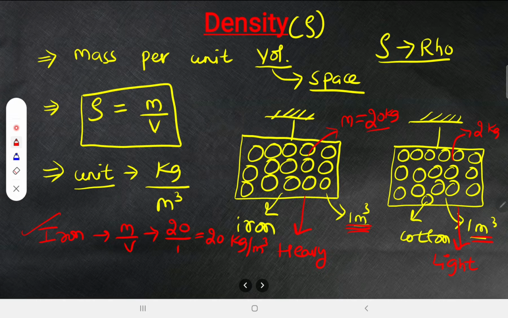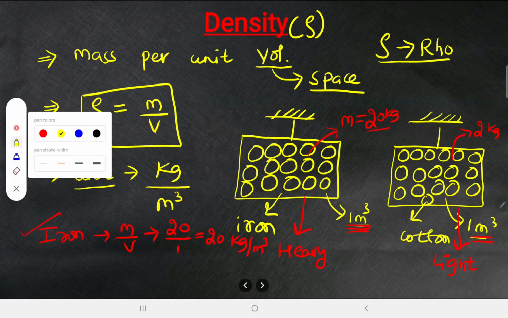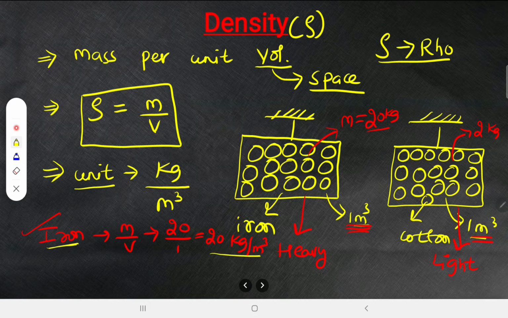Once again I am repeating, I am not saying that the density of iron is 20 kg per meter cube. I am just giving an example. Now if you take the case of cotton, again the density will be mass divided by volume. So how much is the mass? Look at this. This is 2 kg. 2 divided by the volume, 1 meter cube. So it becomes 2 kg per meter cube.